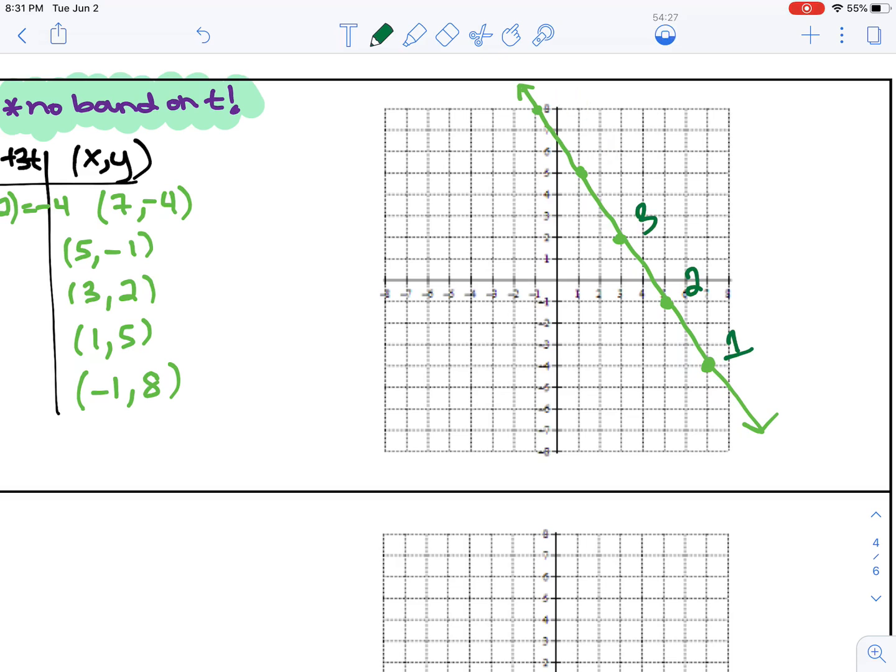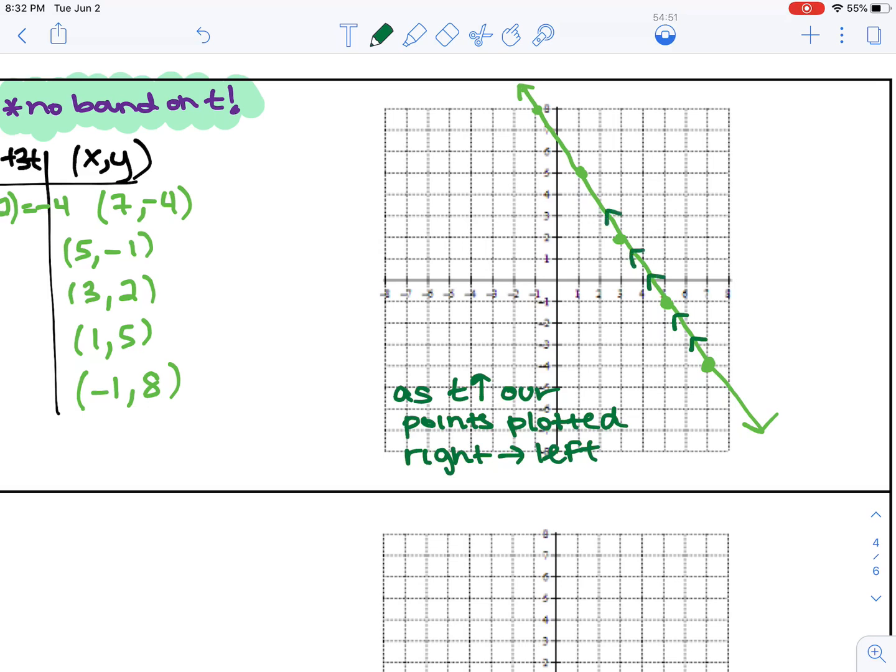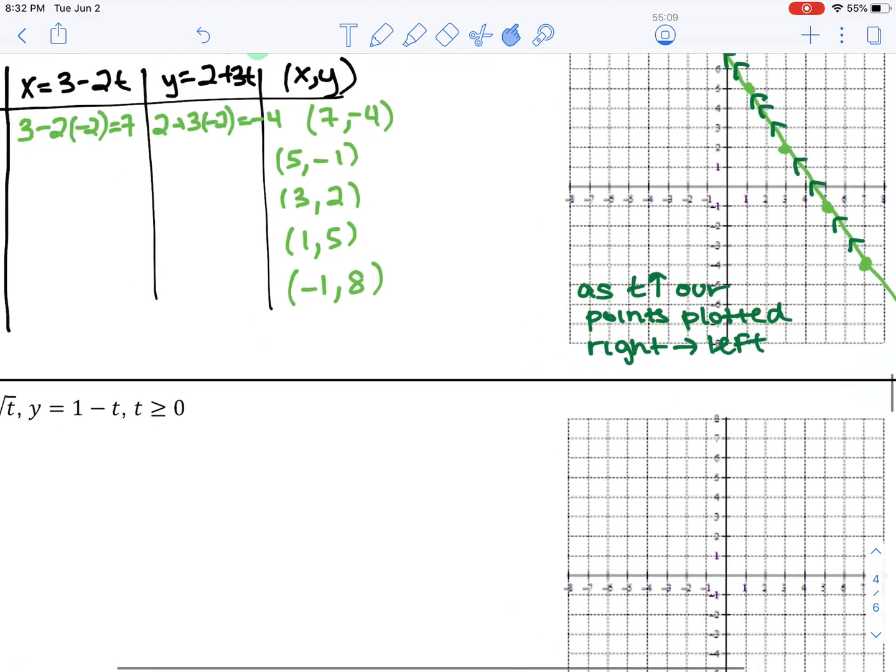And that's coming from the increase in our values of t, right? As t increases, our points got plotted from right to left. So we want to show that in our graph by drawing arrows in this direction, saying, hey, I plotted 3, 2, and then I came over here and I plotted 1, 5. And then next I came up here and plotted -1, 8. Okay? So that one's a little bit different, but much of that process is still remaining the same.